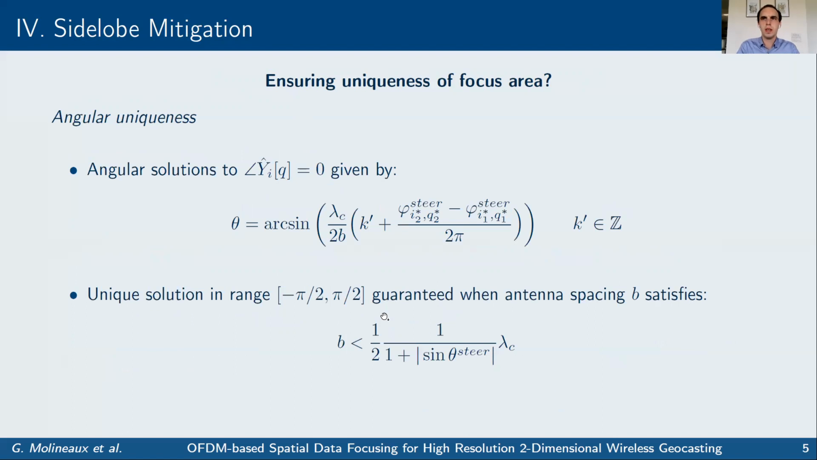Secondly, we have the uniqueness in the angular domain, which follows from the angular solutions of stating that the residual phase shift on the received symbols should be 0. It is the solution of an inverse sine, and by stating that there can only be one solution in the range from -pi divided by 2 to pi divided by 2, one finds a condition on the antenna spacing B, stating that it should be smaller than a certain fraction of the carrier wavelength, a fraction which is, of course, determined by the steering angle that is chosen.